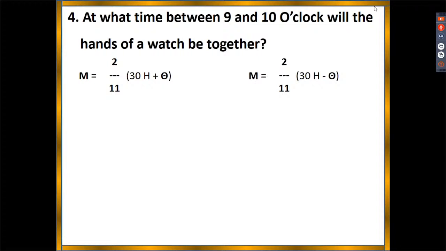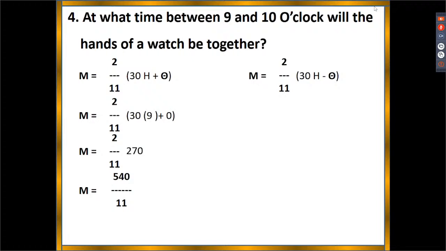Okay, so what is the theta value? 0, and the h value is 9 because we have to find the time after 9. So m is equal to, you have to use both formulas, 2 by 11 into 30 into 9 plus 0, nothing but 2 by 11 into 30 into 9, which is 540 by 11. So 540 by 11 is the minutes, ma'am. But from the exam point of view, some companies give 540 by 11 directly, but some companies do not give it in terms of fraction.